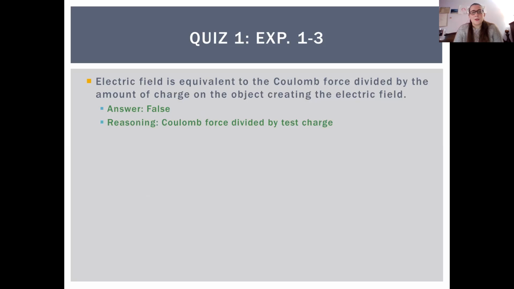Okay, so this question pertains to experiment 2. Electric field is equivalent to the Coulomb force divided by the amount of charge on the object creating the electric field. And that's really the key phrase right there, the object creating the electric field. That's what makes this question false. We can see from our equations that electric field does equal force over charge, but it's not the charge of the object creating the field, it's the charge of the test charge, or the second object in the scenario.